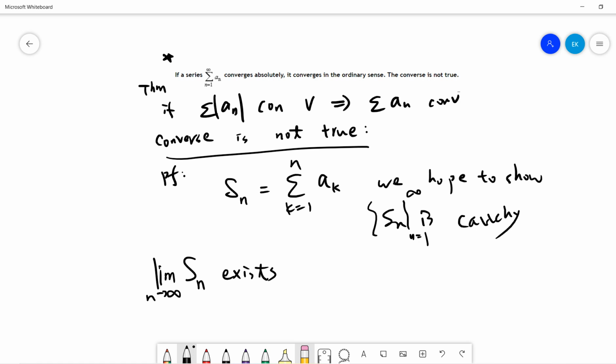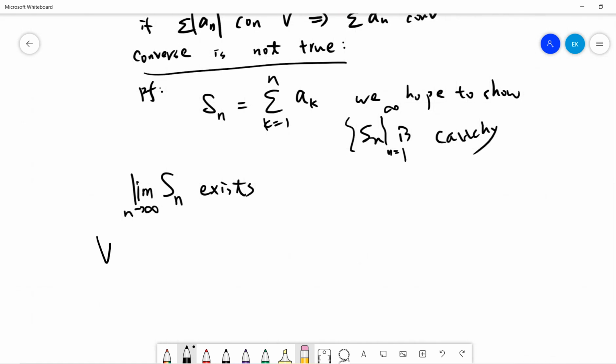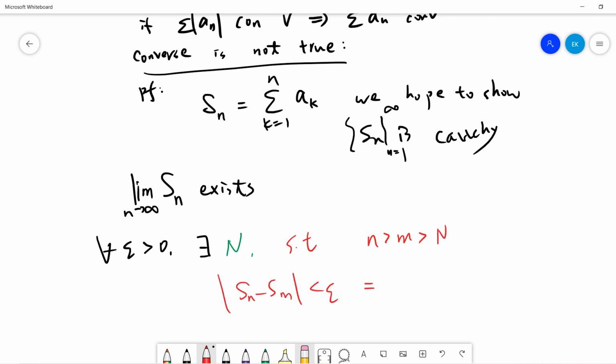In order to show this is Cauchy, that means for epsilon greater than 0, we should find a large integer N such that for n greater than m greater than N, Sn minus Sm is less than epsilon. So what is this Sn minus Sm? Sn minus Sm is basically the sum of ak for k from m plus 1 to n, and this is bounded by the sum of the absolute values.